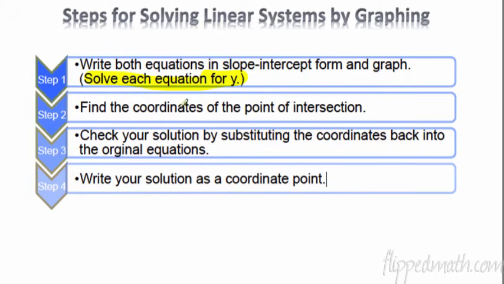Okay, we then find the coordinates of the point of intersection. All right, check your solution by substituting the coordinates back. We did that. And then you write your solution as a coordinate point. Remember that x goes first and y goes second every single time. Don't switch those up. That's a common mistake.